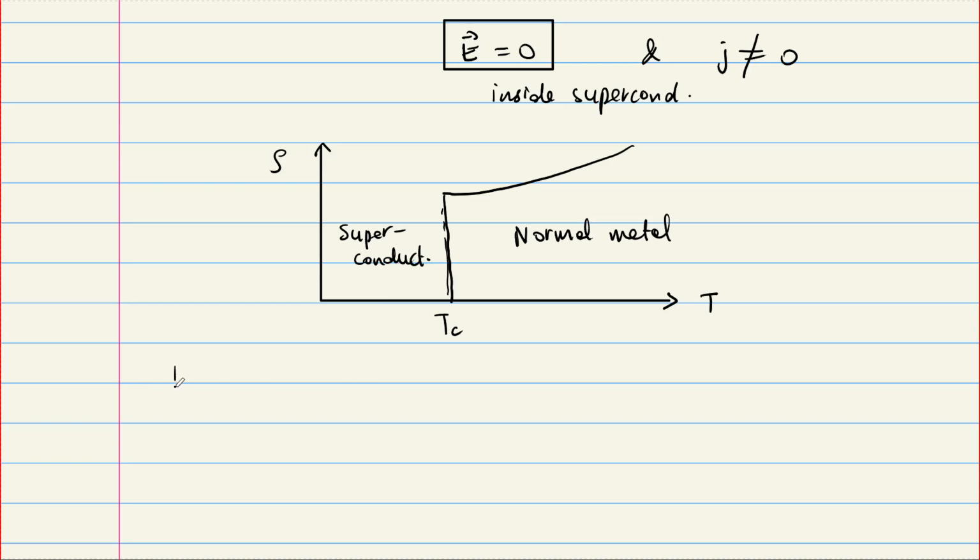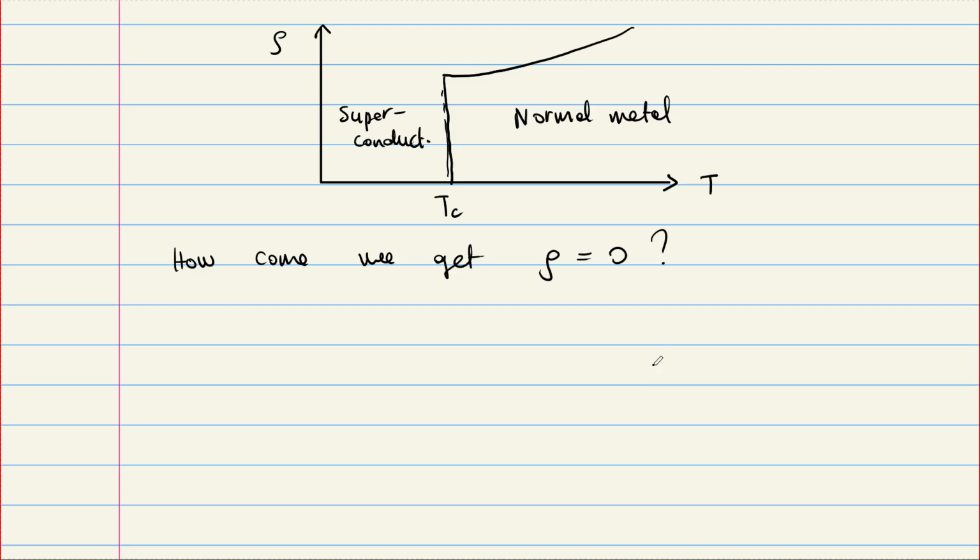And the question is, how come we get rho equal to 0? Zero doesn't exist, right? How can you show a zero? Is it like 0.0001 ohm centimeter? How can I say, right? Is it maybe a little bit of resistance? Is it like noise here? But we know it is exactly 0, and I want to give you an argument for that.